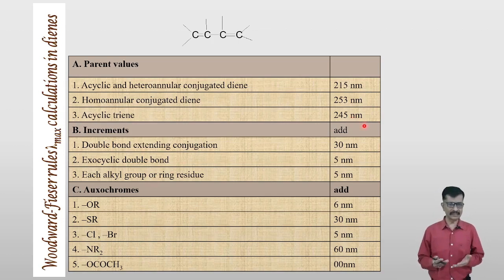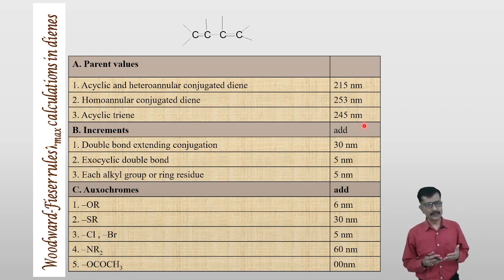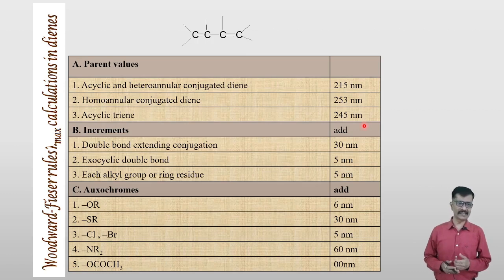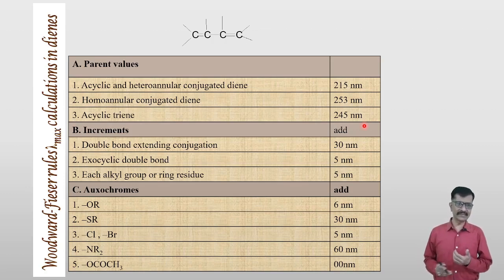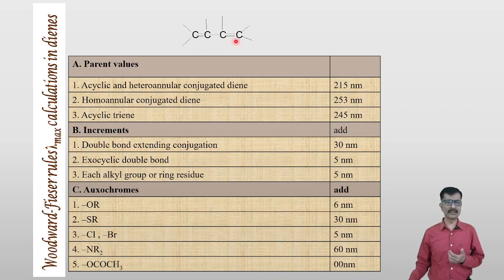In addition to this, we have to add if certain following conditions exist in the structure, like double bond extending conjugation. Here, if there is an additional double bond present along with a diene system, when we are saying diene, two double bonds in conjugation. In addition to these two, if at all there is any additional double bond, and if that additional double bond is in conjugation with this diene system, then we need to add 30 nanometers to the parent value.